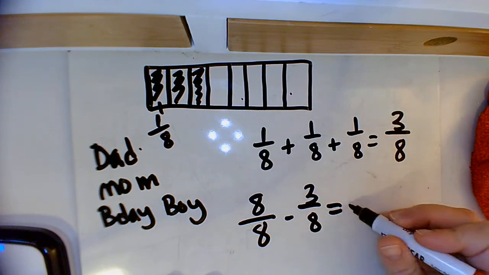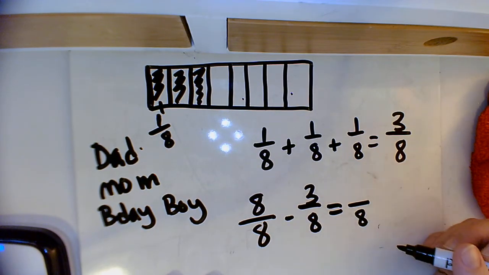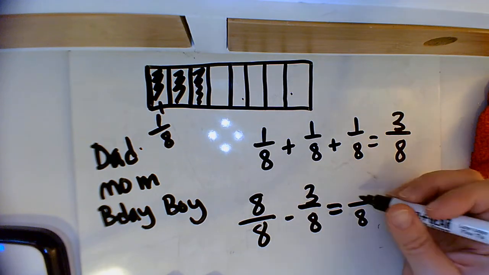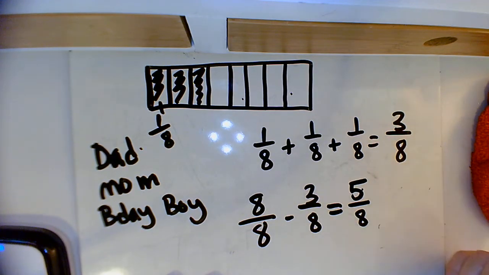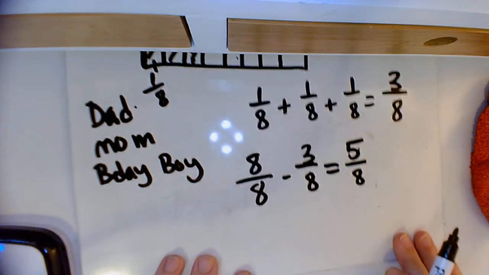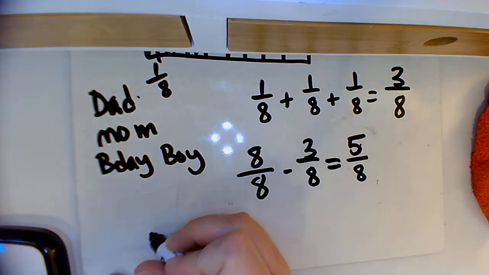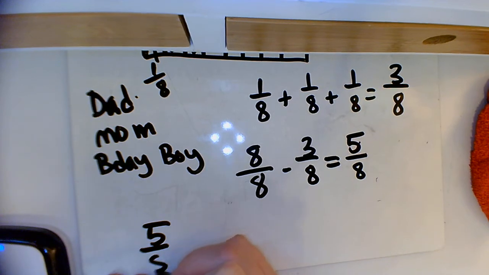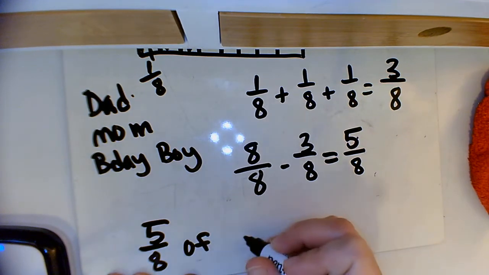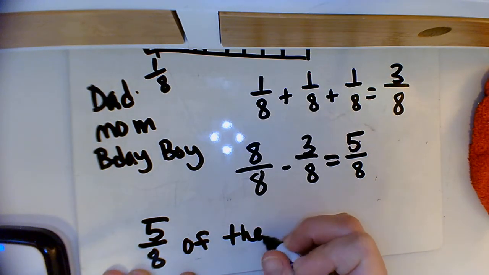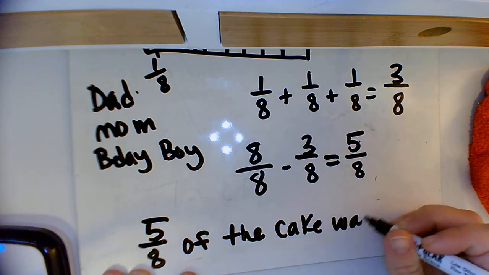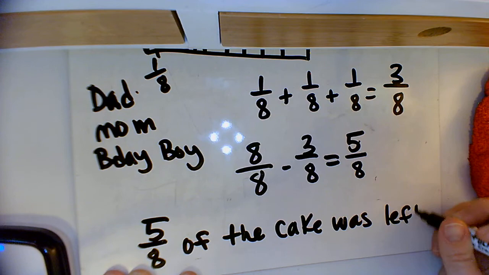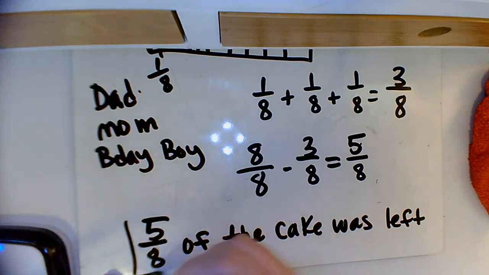We know our denominator stays the same. 8 minus 3 gives us 5. So 5/8 of the cake was left. So I'm going to bring that down here and say my answer statement, 5/8 of the cake was left. And I'm going to box my answer.